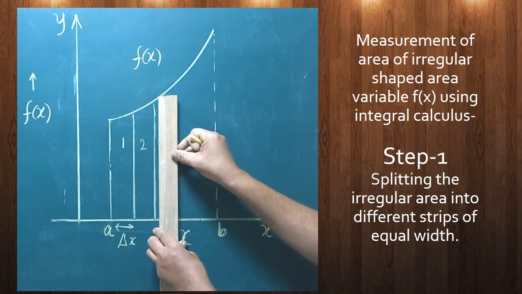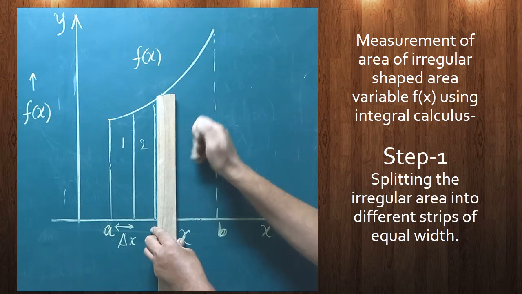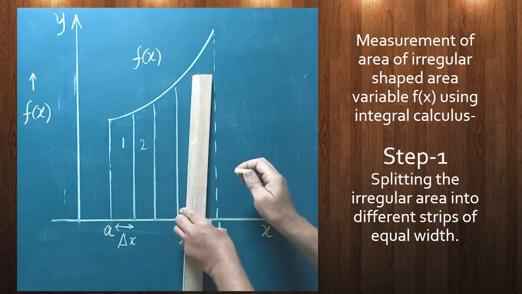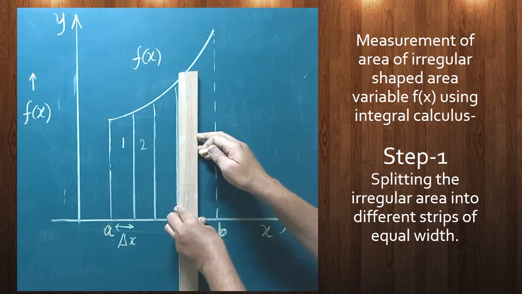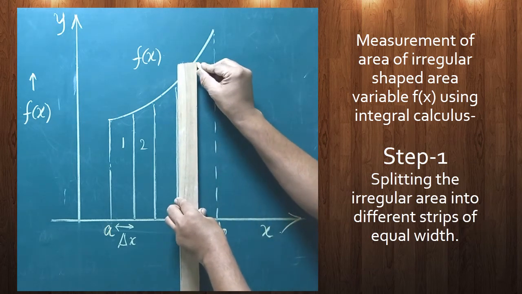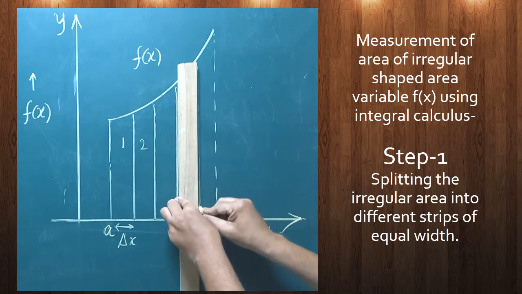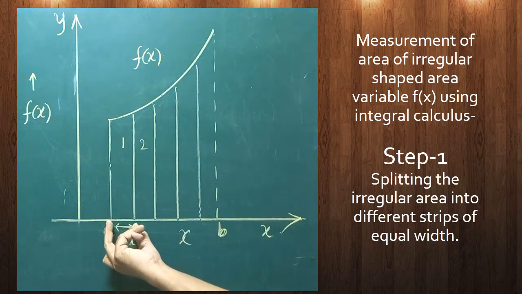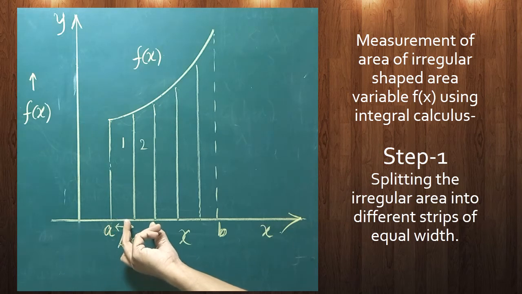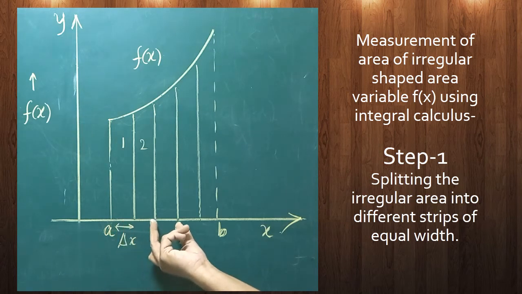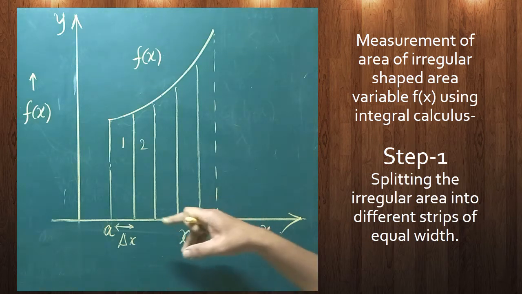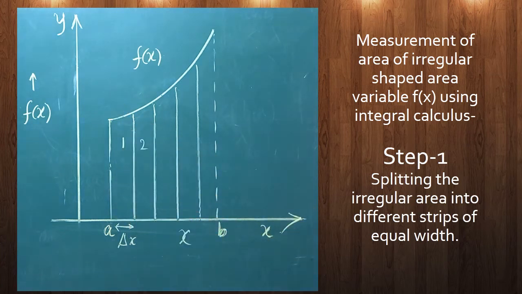Now I am going to draw a few more strips. Are you clear? So I have taken, how many strips are there? 5 strips I am going to take. All are having equal width. The width of each portion is also del x. But what happens? Their height is slightly different.